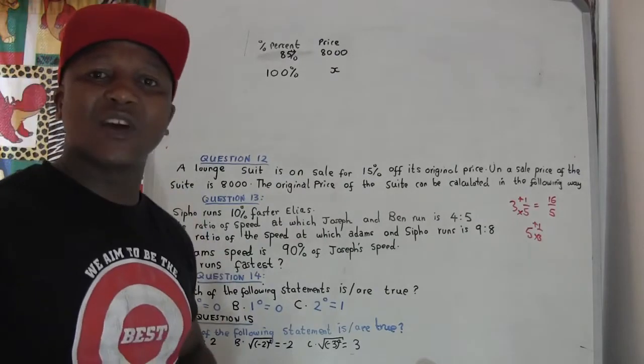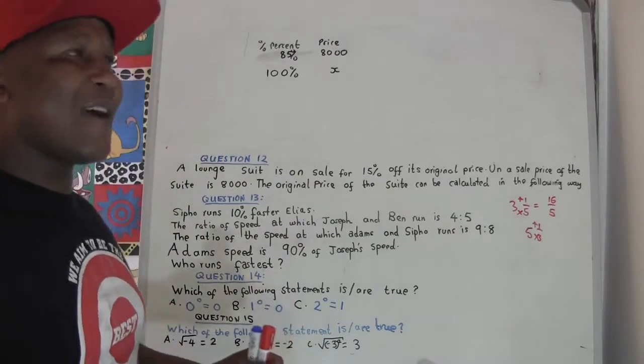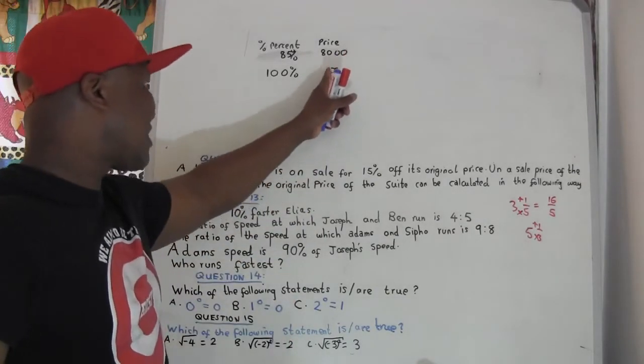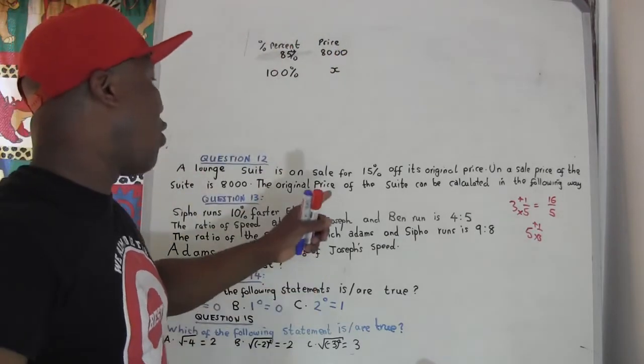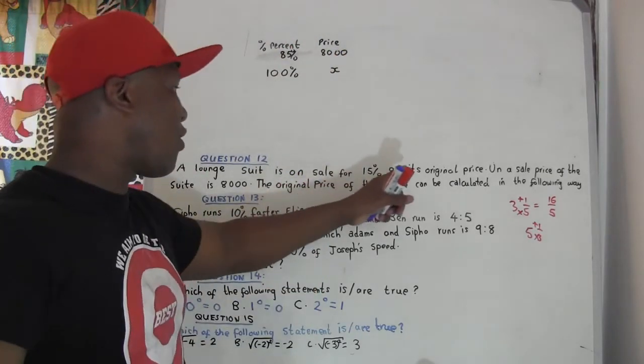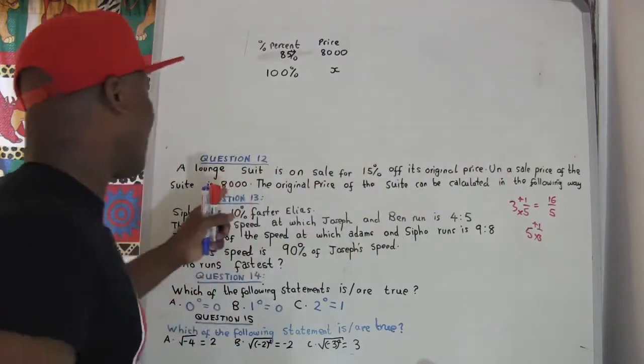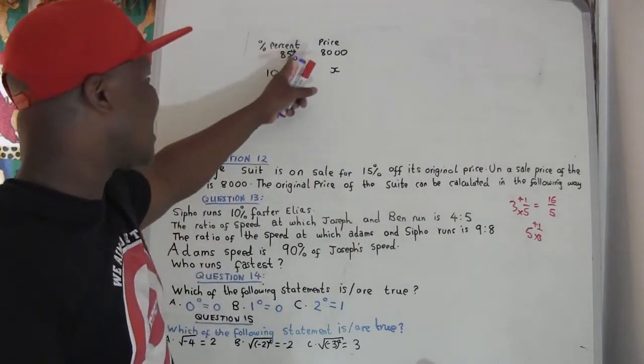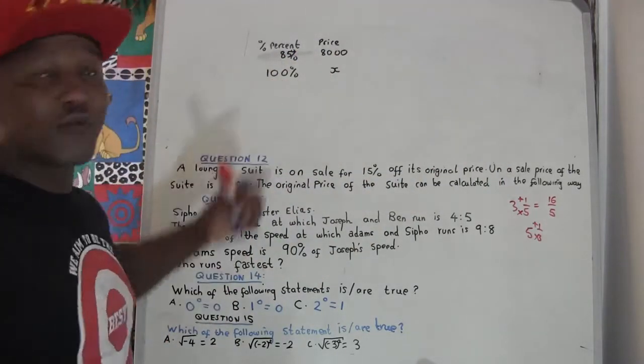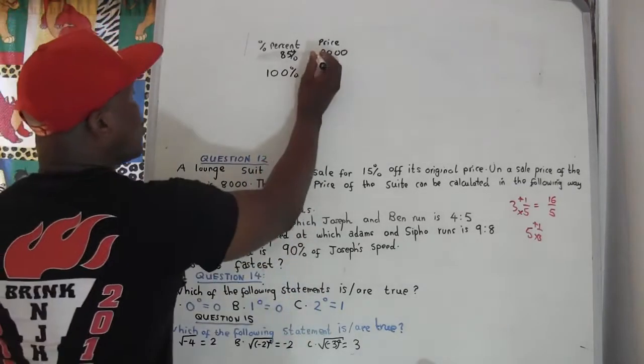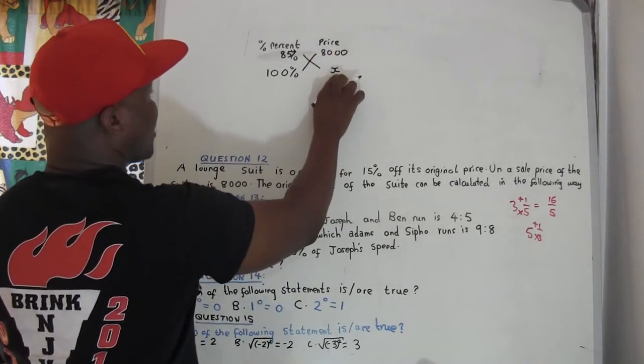But if they had given, say, oh, the original price is whatever, and you don't have this, you put the original price, and then here say X. But in this case, they say it was 15% off the original price, and they sell it for this. It means 85% equals 8,000. Now, what is the original? The original of anything is 100. So what you do, you cross multiply. We're looking for the original price.